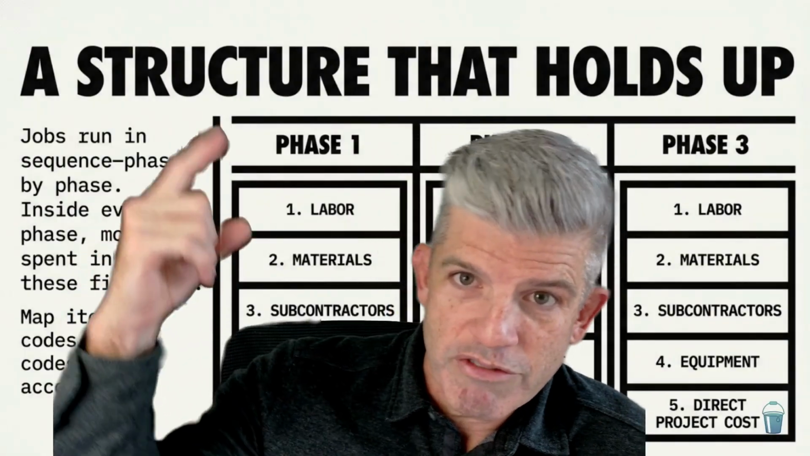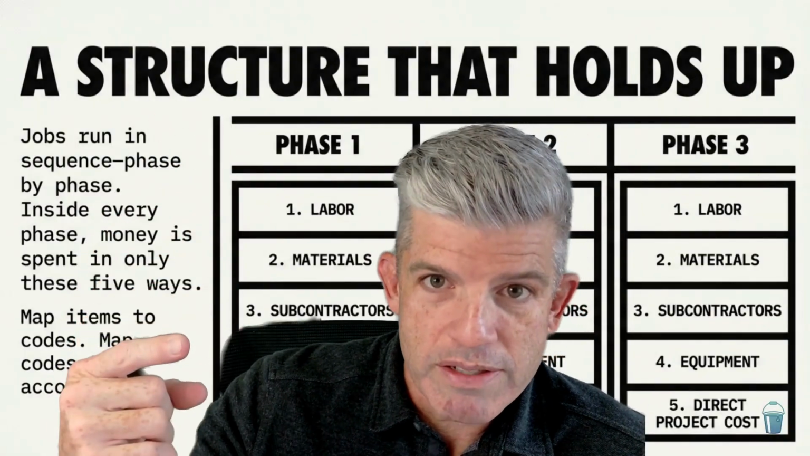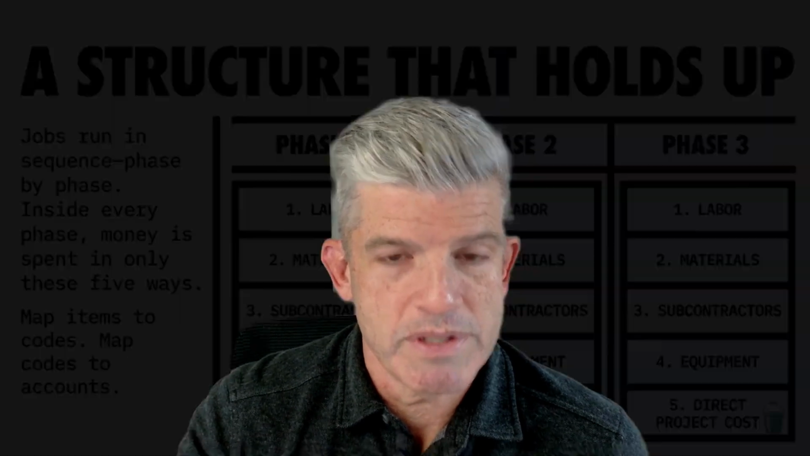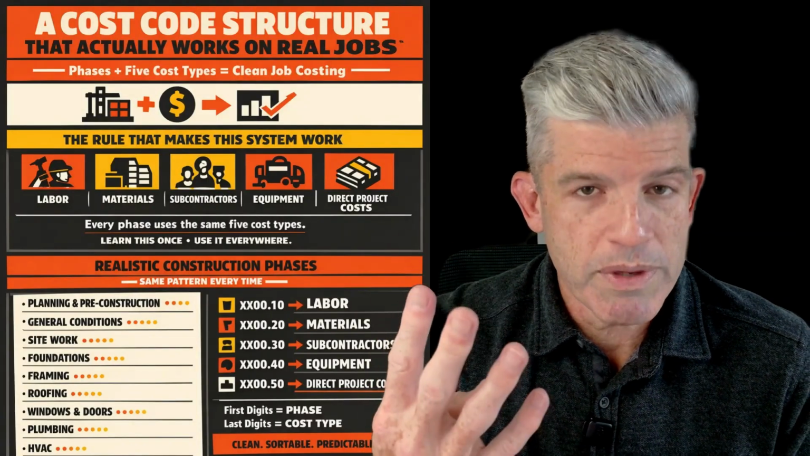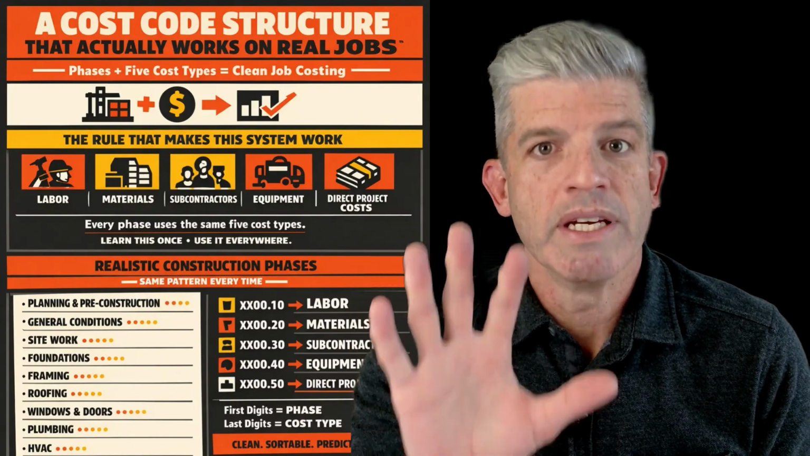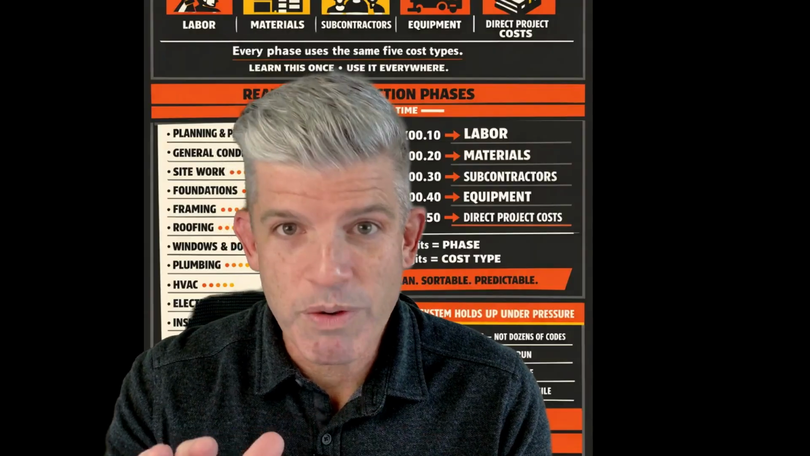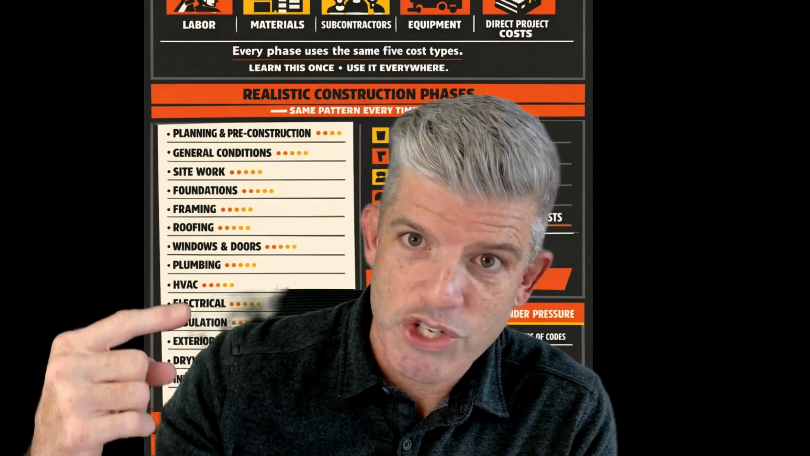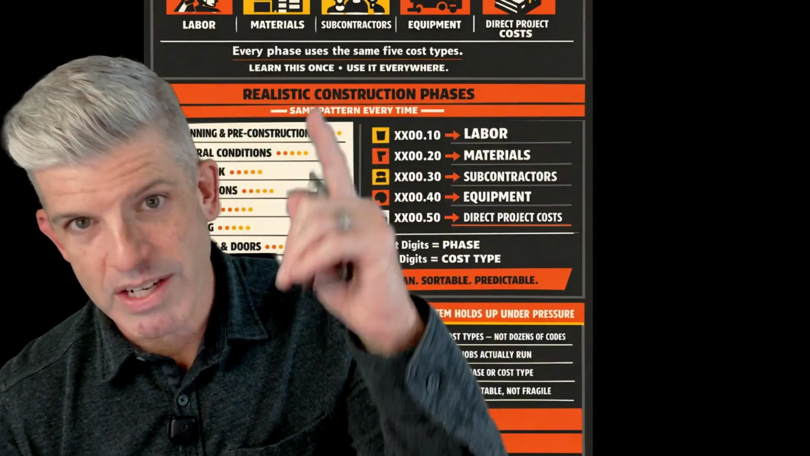This structure works because it mirrors how you do construction jobs and how they actually run in a sequence, phase by phase. And within each phase, you're spending money on one of these types: labor, materials, subcontractors, equipment, and a fifth bucket, the catch-all bucket, direct project costs. Your field team and your office team don't have to memorize dozens of different complex codes. They just need to know these 5 types in general and the numbers that are associated with each type. That's it. You just have to learn it once, you use it everywhere, and then your job costing isn't a chore anymore. It becomes a very simple system.